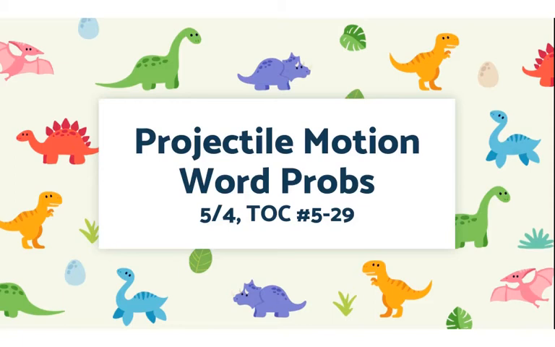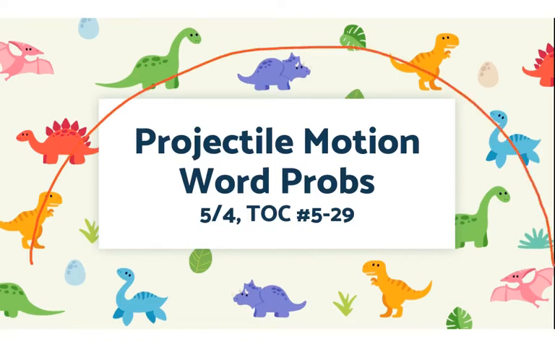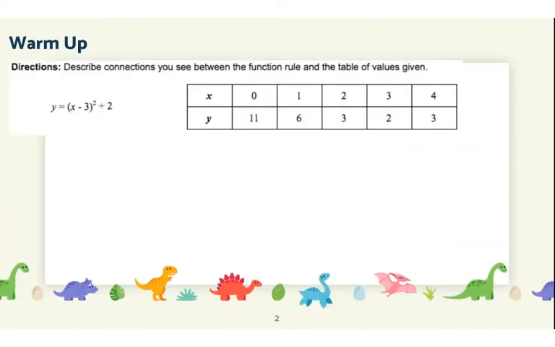Okay, so projectile motion, that is where you kick a ball or throw something. It goes up and then it goes back down. All right, so the warm-up. What are the connections? Before you listen to this, make sure you've done your brain dump, you've done your explanation, or you've written down any questions that you have, right?